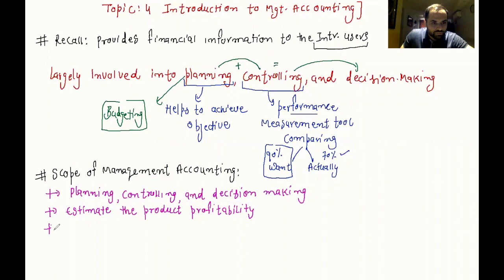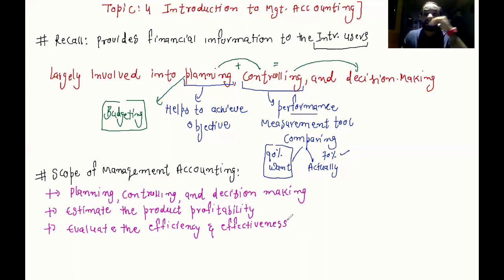Next is evaluate the efficiency and effectiveness. Now, what does it mean, efficiency and effectiveness? Efficiency indicates the inputs, efforts, all right? It's very important to identify the efficiency of anything.